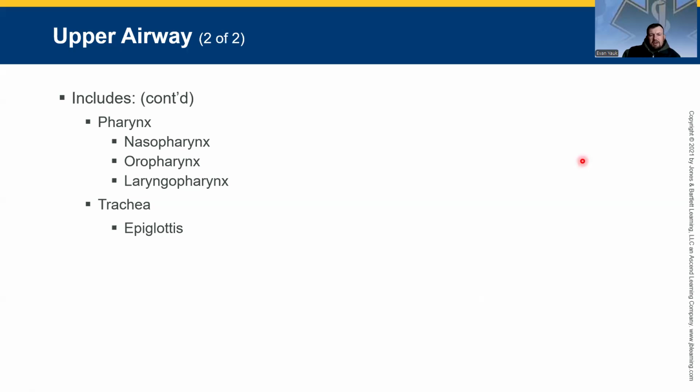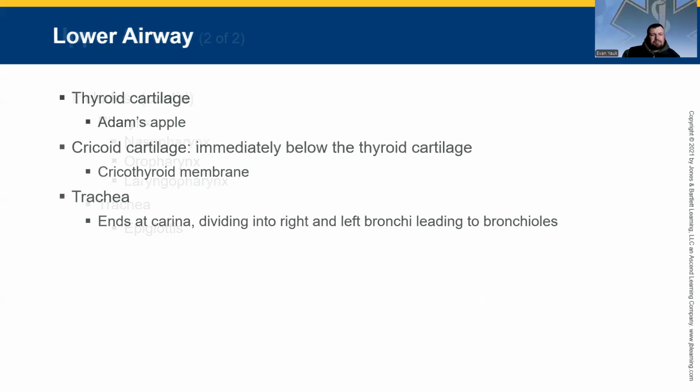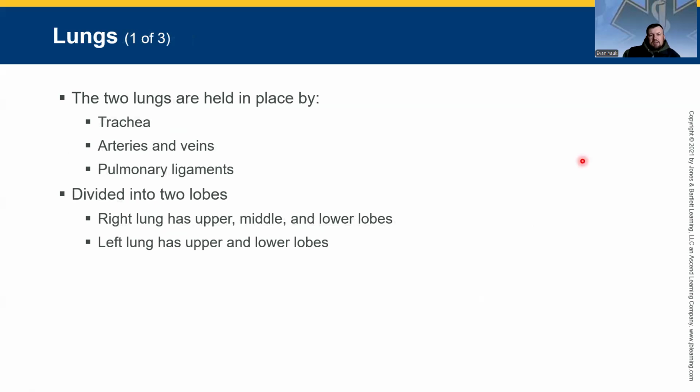Upper airway also has your pharynx, your nasopharynx, oropharynx, and laryngopharynx, your trachea, and your epiglottis. Your lower airway is going to be the thyroid cartilage, or your Adam's apple. It's the most pronounced spot on the neck or throat. Cricoid cartilage, which is immediately below the thyroid cartilage, and the cricoid membrane. Your trachea is going to go down and end at the carina, which is the dividing into the left and right lung. Your lungs, there are two lungs.